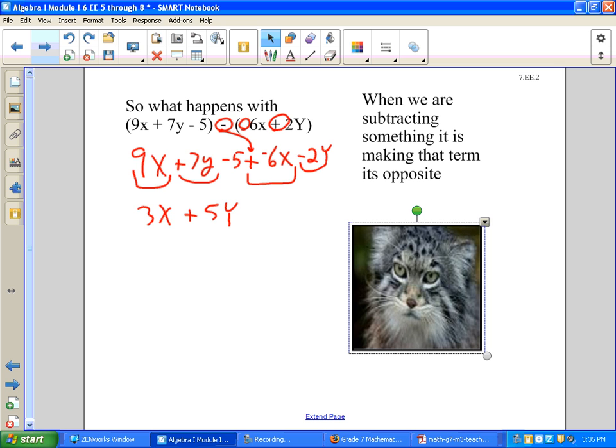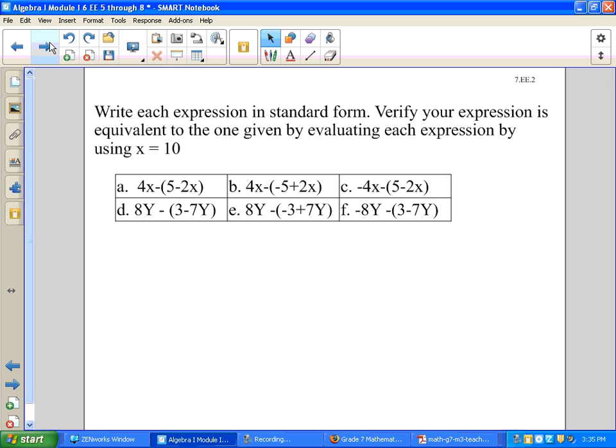So what's the cat say? When we are subtracting something, it is making the term its opposite. So the positive 6x became its opposite, negative 6x. The positive 2y became its opposite, negative 2y. Write each expression in standard form. I want you to do these problems. I'm going to do A for you. Verify its expression equivalent to one given by evaluating each expression using x equals 10.